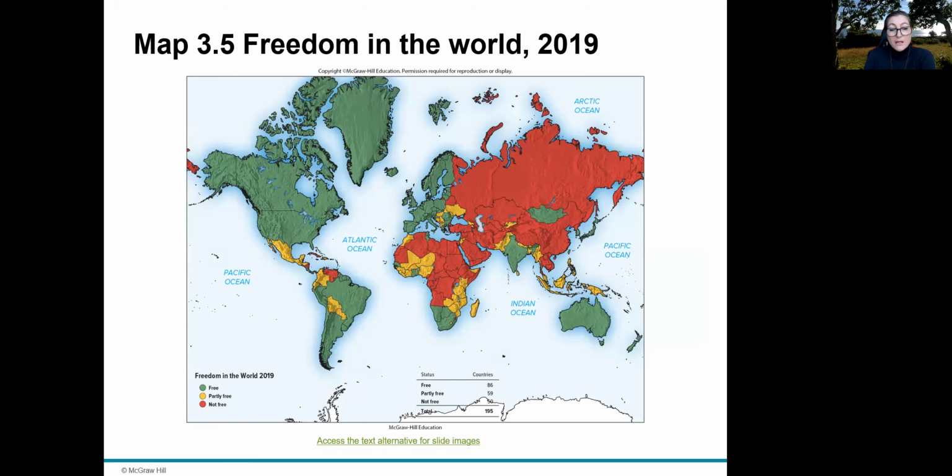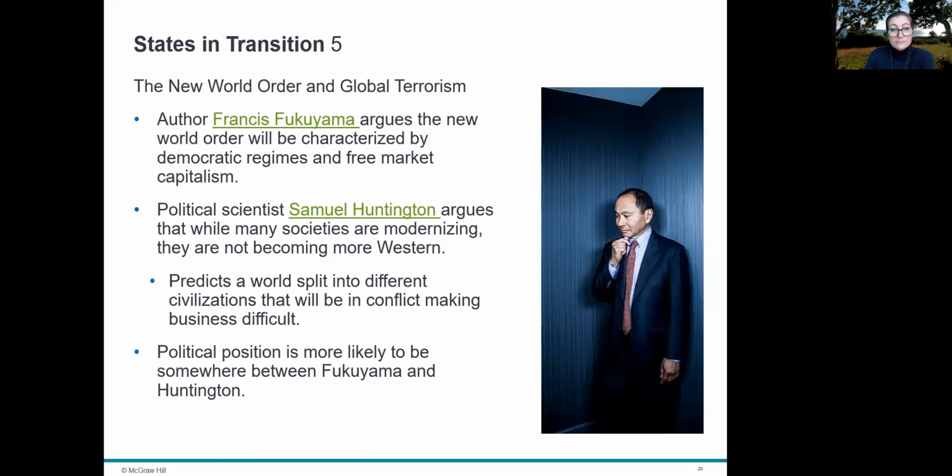So this slide here is showing in red the countries that are not free. The green color is indicative of free countries. Okay, so Francis Fukuyama argues the New World Order will be characterized by democratic regimes and free market capitalism.